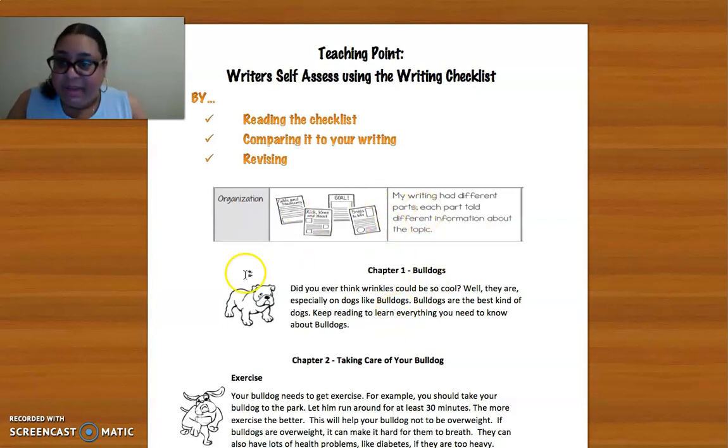So the first part that I'm going to check in my own writing is the organization. So organization says my writing had different parts. Each part told different information about the topic. So the first thing I'm going to assess is my organization. Do I have different parts? Does each part teach something about my topic that's different information?